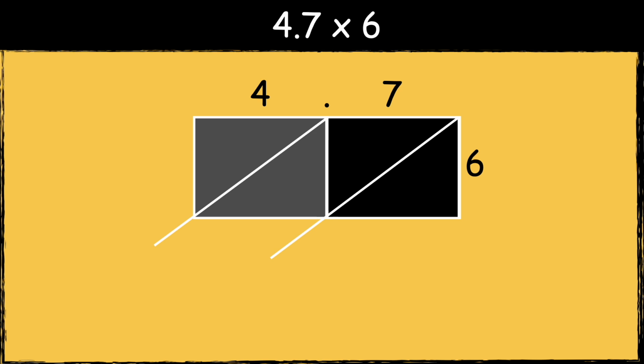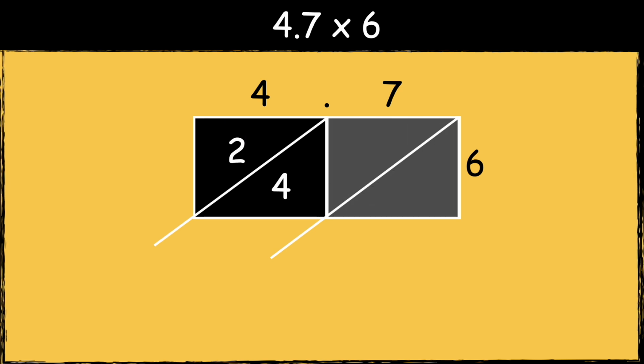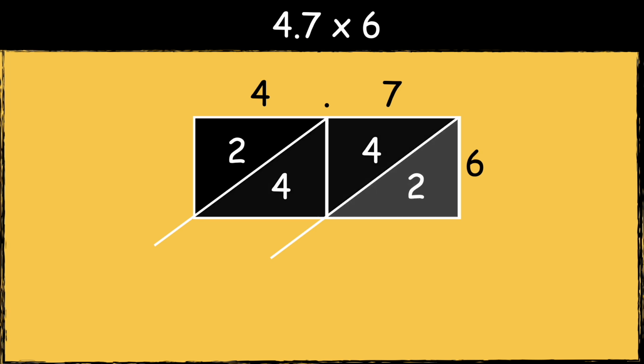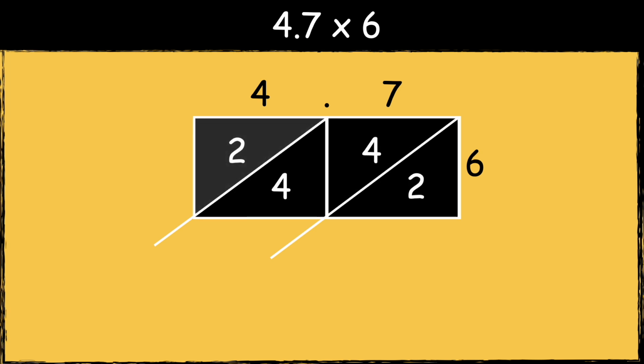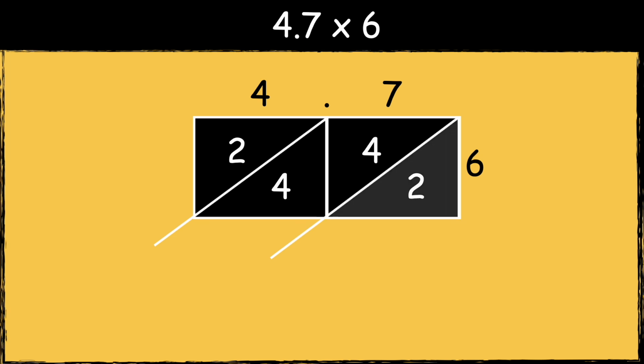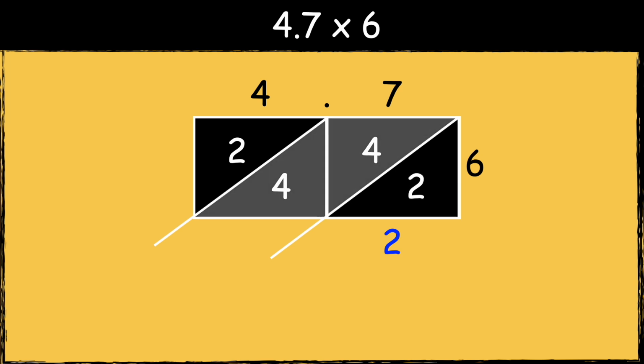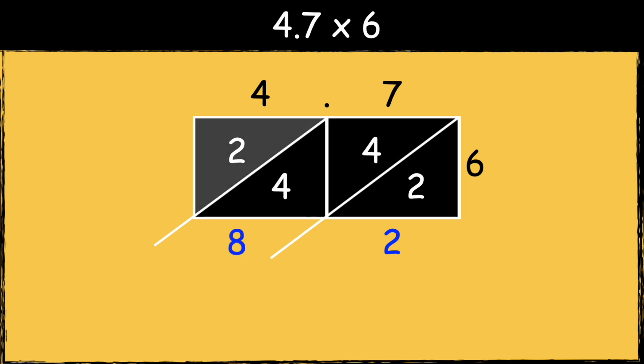4 multiplied by 6 is 24. 7 multiplied by 6 is 42. The next step is to add along the diagonal strip, going from right to left. In the first section, we have 2. In the next section, we have 4, add 4, which is 8. And in the last section, we have 2.